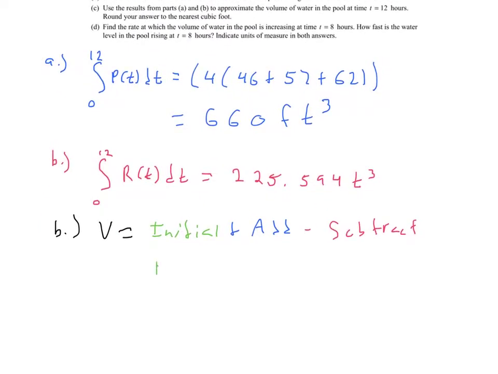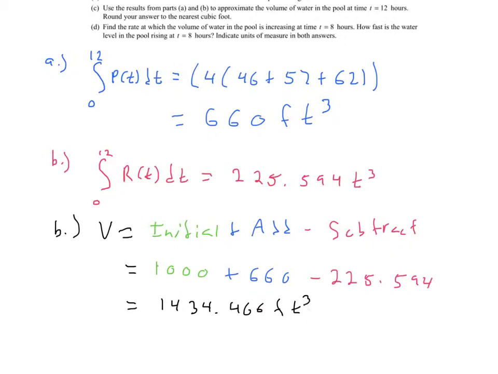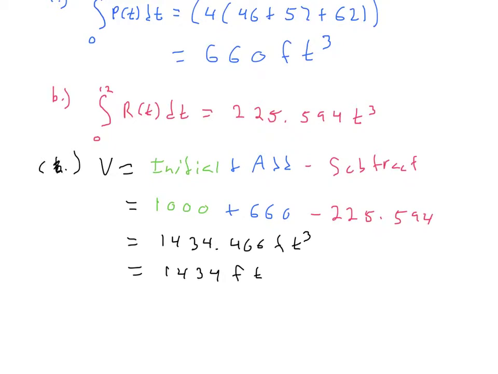Initially, there was 1,000 cubic feet of water. We added 660, and 225.594 had leaked out. Now if I do this out, I get 1,434.406 feet cubed. It asks us to approximate this to the nearest cubic foot. Since 0.4 is less than a half, we can round this to 1,434 cubic feet. I should label this correctly as part C.